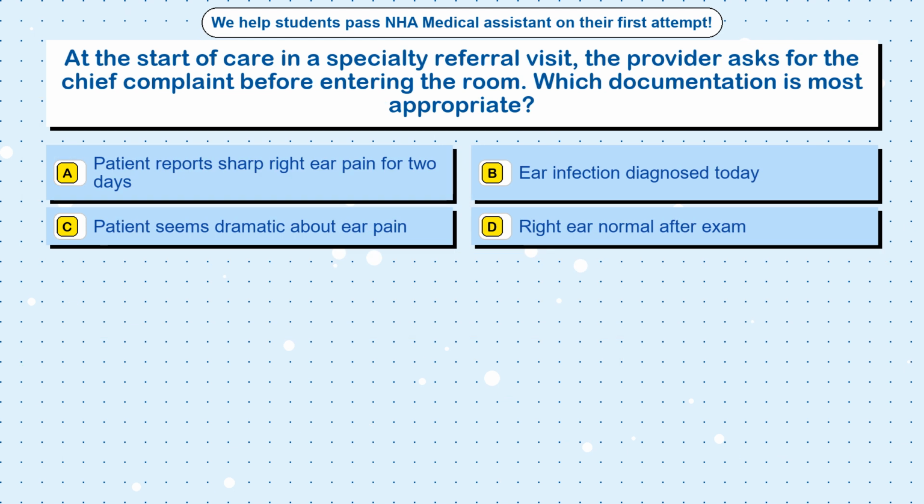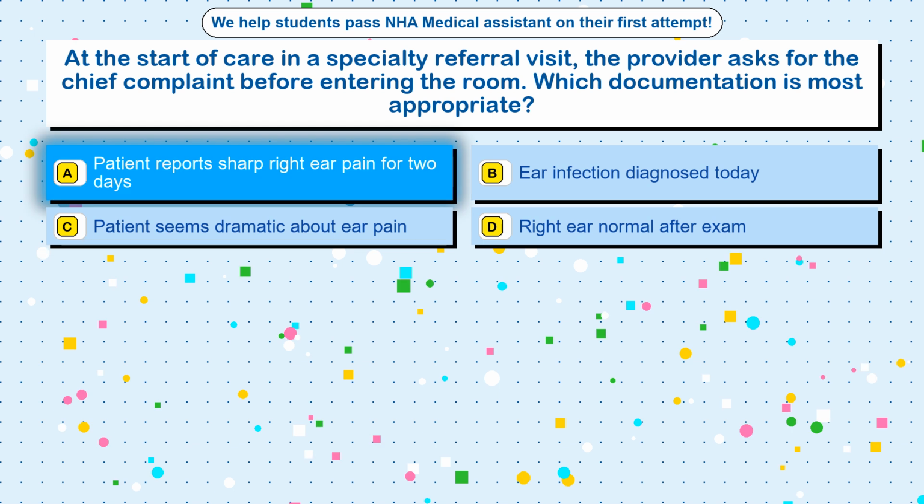Question 70. At the start of care in a specialty referral visit, the provider asks for the chief complaint before entering the room. Which documentation is most appropriate? Option A, patient reports sharp right ear pain for 2 days. Option B, ear infection diagnosed today. Option C, patient seems dramatic about ear pain. Option D, right ear normal after exam.